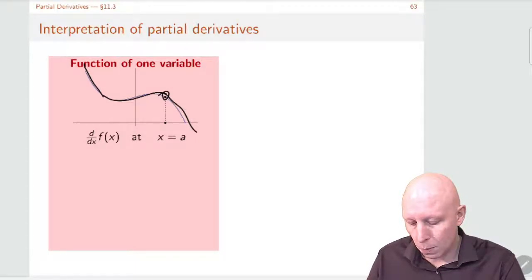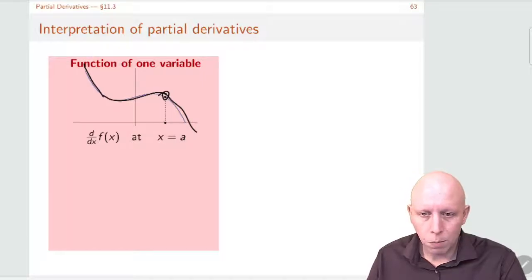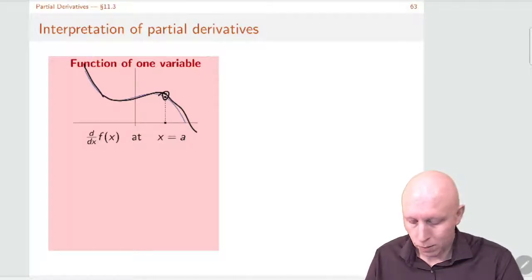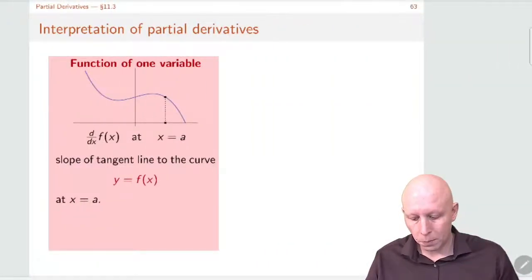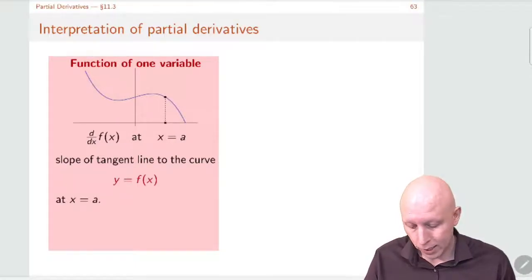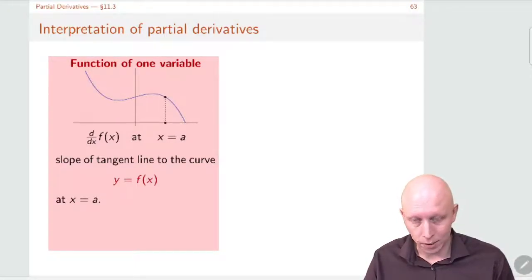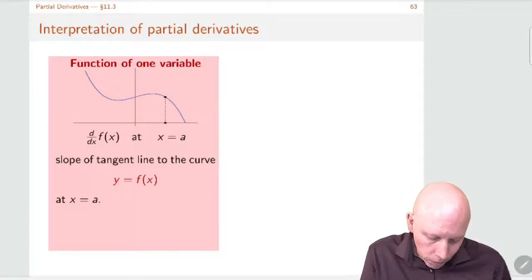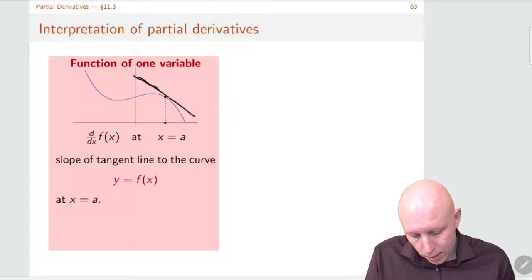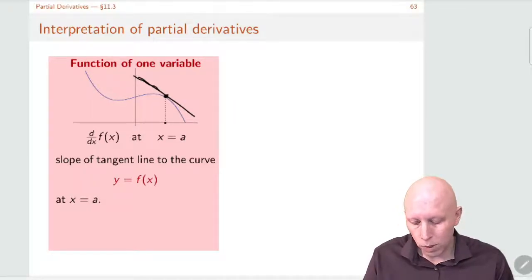So think back to what that means to you. There's normally two things that come to mind when you think about that. The first of which is maybe the slope of the tangent line. So we draw a line here, and the slope of this tangent line is what the derivative of the function f of x is at that point.